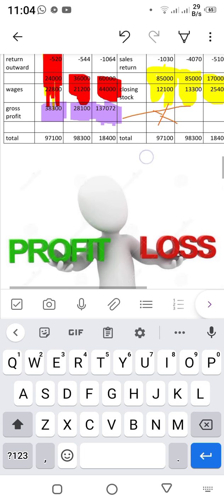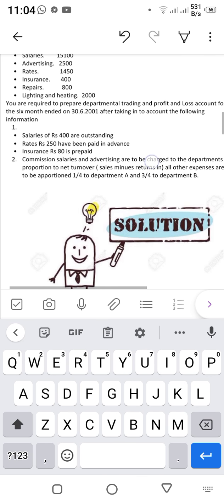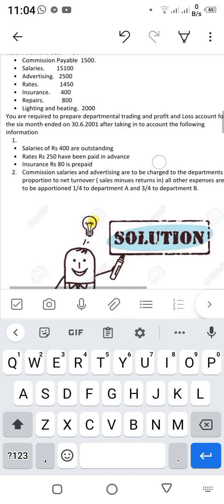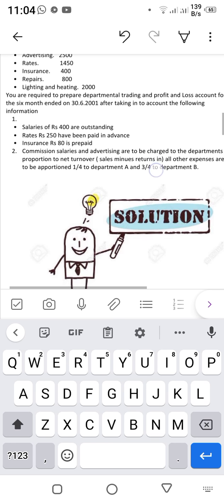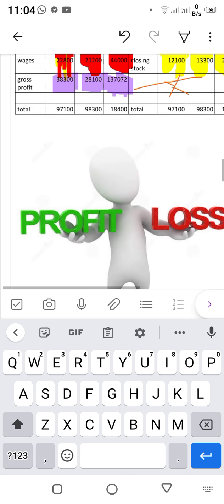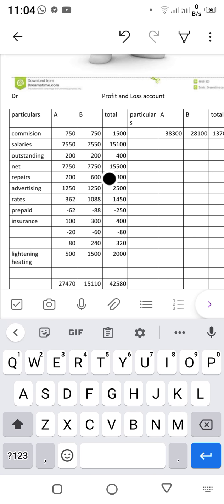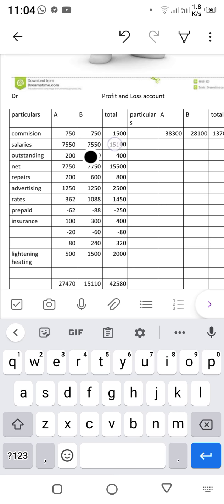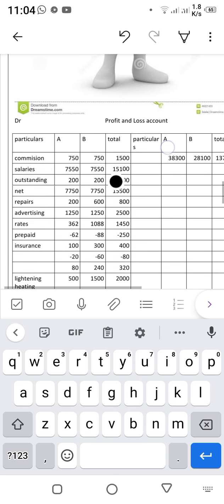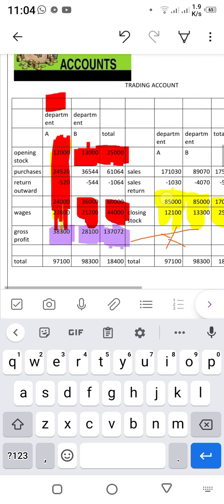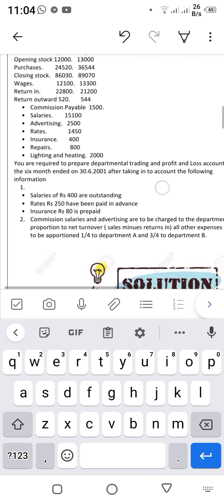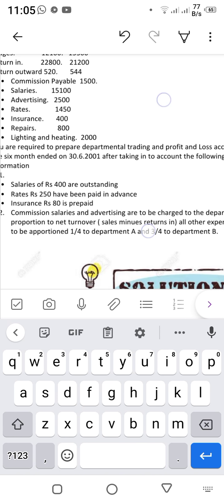Next one is salaries, and you can see salary will be distributed equally among Department A and Department B, and it is done so. But there is an adjustment. You can see there is an adjustment related to salaries.